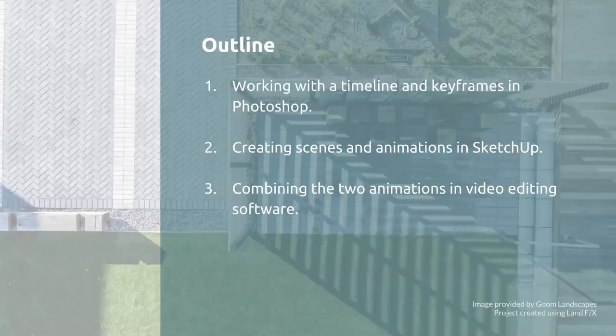So here's the outline for the day. First, we will go into Photoshop and set up a timeline and work with some keyframes so that you can move your layers around and create an animation. Then we will be setting up some scenes in SketchUp to export an animation there. And then finally, we will combine these two pieces of video in a basic video editing program.